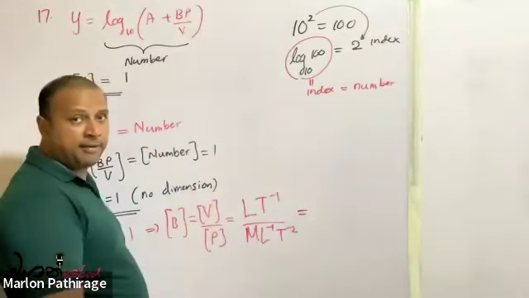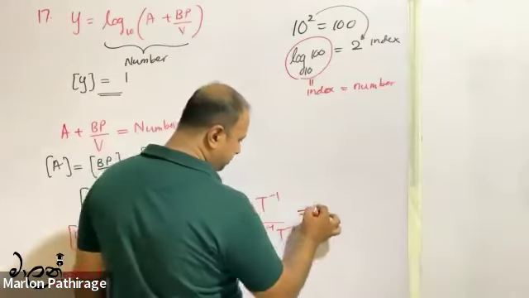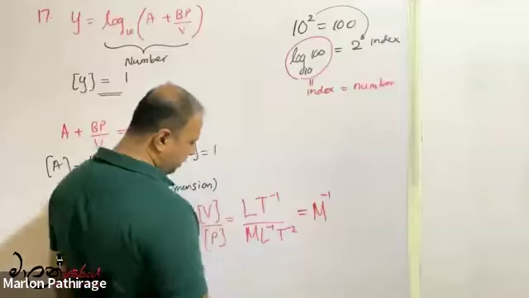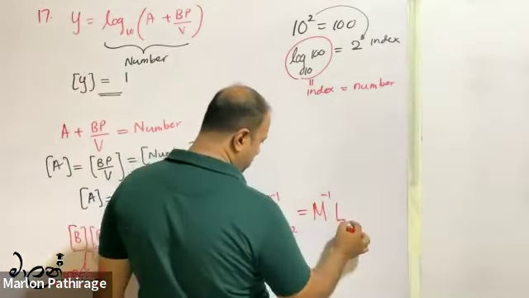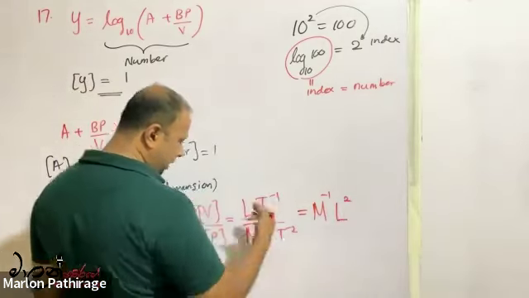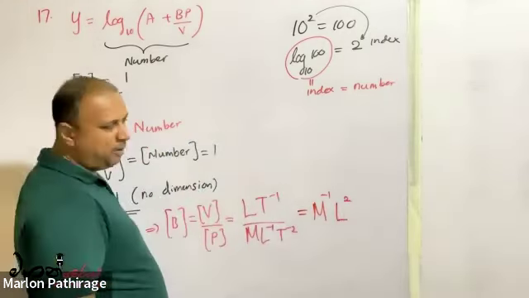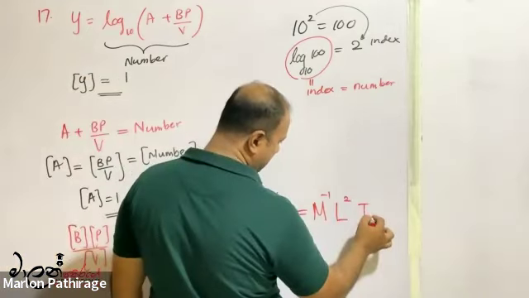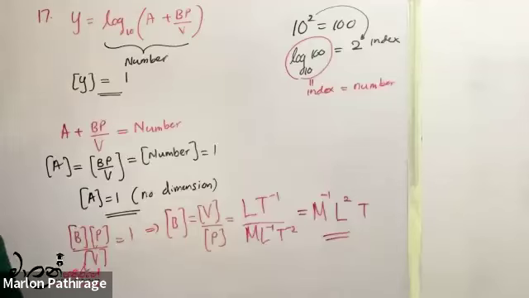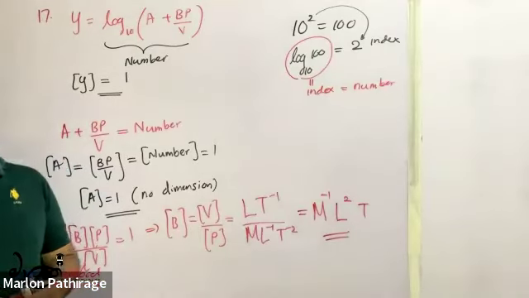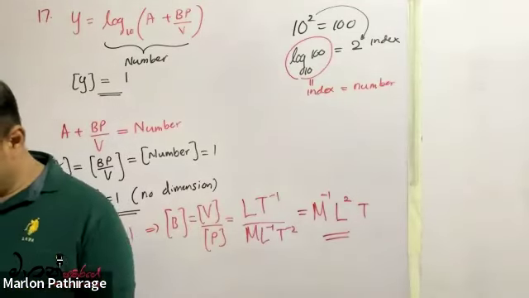M to the power minus 1. Here L to the power 2. Here T to the power 1. So that is the dimension of B. Is that clear? Yes, sir. Right.